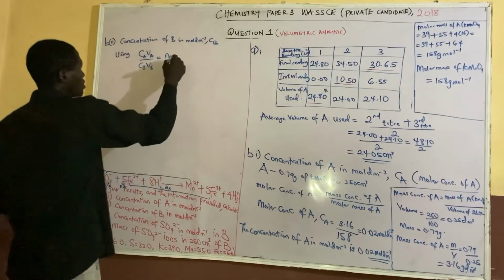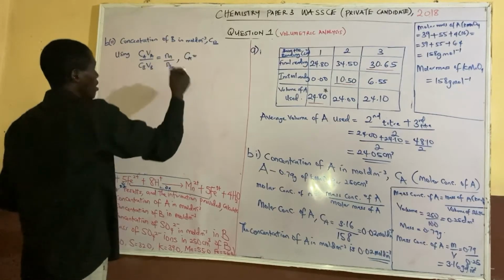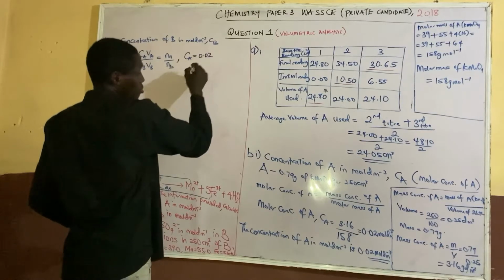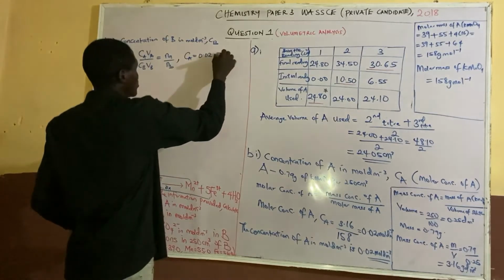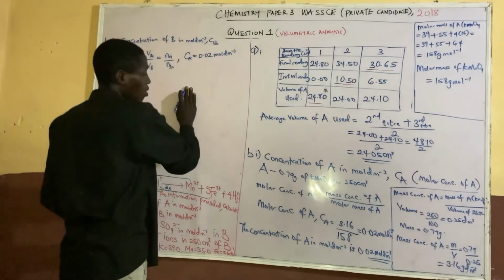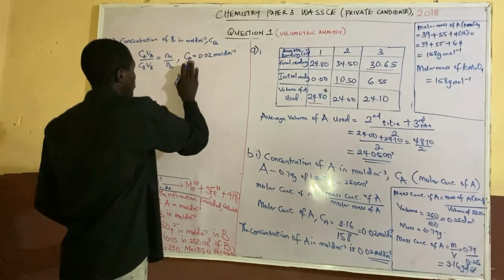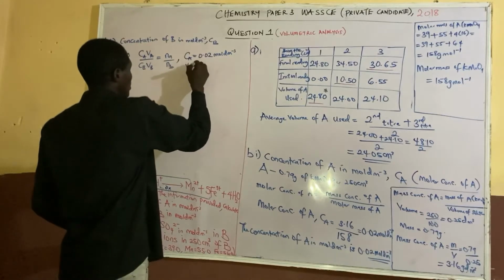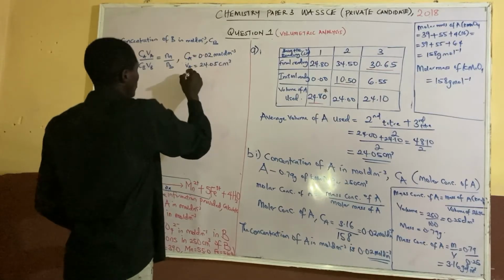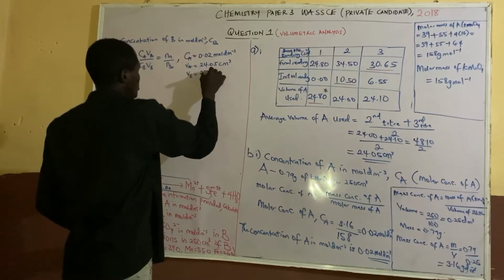Now what are the values that we have at hand? The values we have are 0.02 mole per dm³, the one that we just obtained, that is the molar concentration of A used. Then the Va, they have it to be 24.05 cm³. We have the Vb, which is 25 cm³.